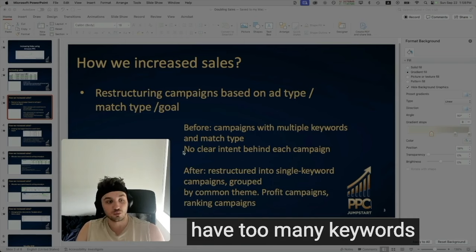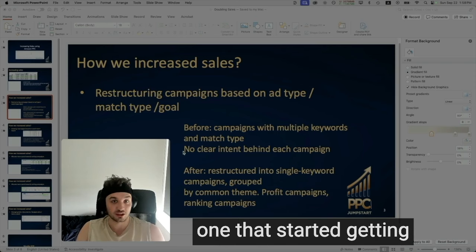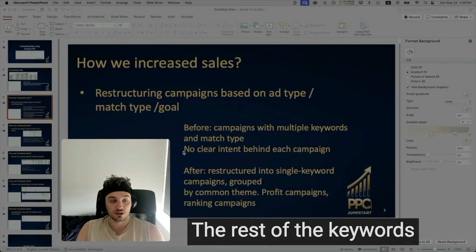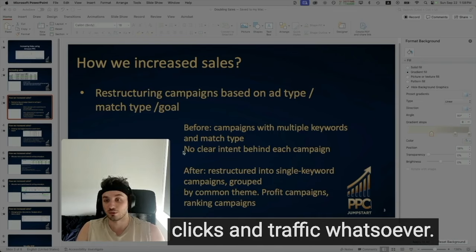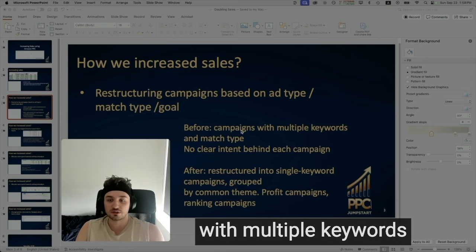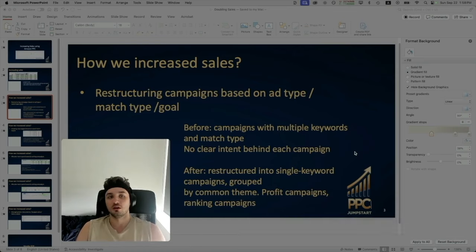Because when you have too many keywords per campaign, the algorithm is going to focus on the one that started getting clicks and sales first. The rest of the keywords are not going to see any clicks and traffic whatsoever. So again, before, there were campaigns with multiple keywords and match types, and no clear intent behind each campaign.